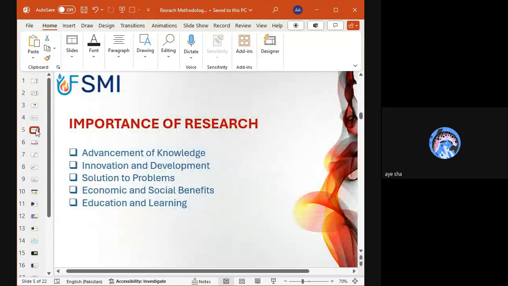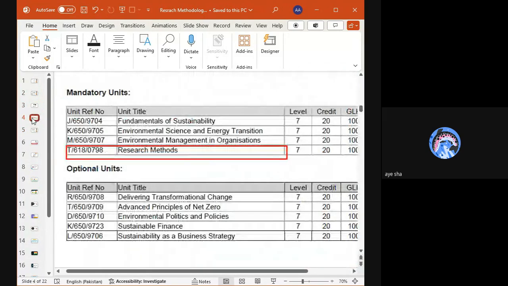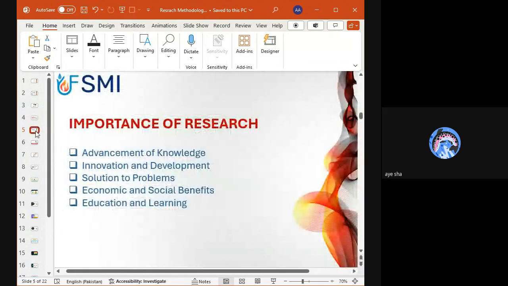Now let's start with the research methodology. That is Unit 4 of the diploma, the mandatory unit. It's the last one of the mandatory units. Later on, we will be discussing the subjects that are included in the option units. I have already discussed with you in the previous sessions the importance of this diploma.